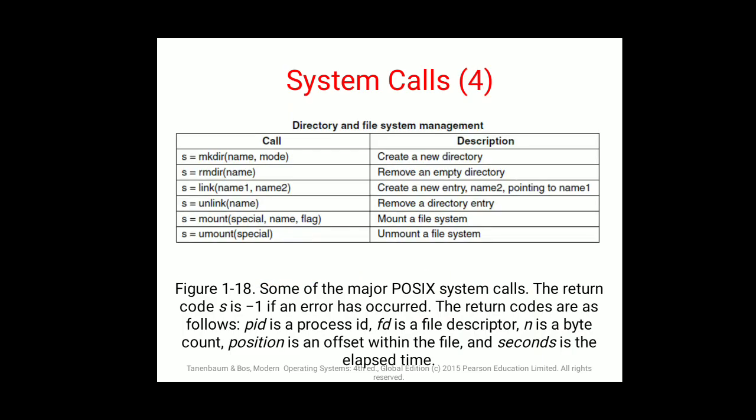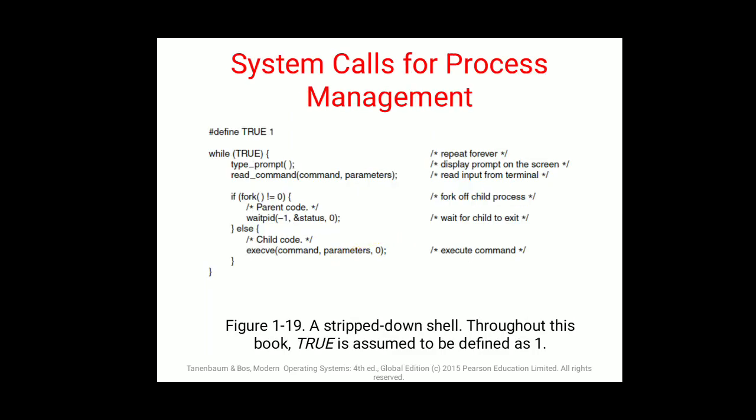Then the next is system calls for process management. This is how it works: in the code, you have to set a while loop, then you have fork, then you have the parent code, wait, and if the status is not working, the child, if you want to remove the child process. This is how it works accordingly.